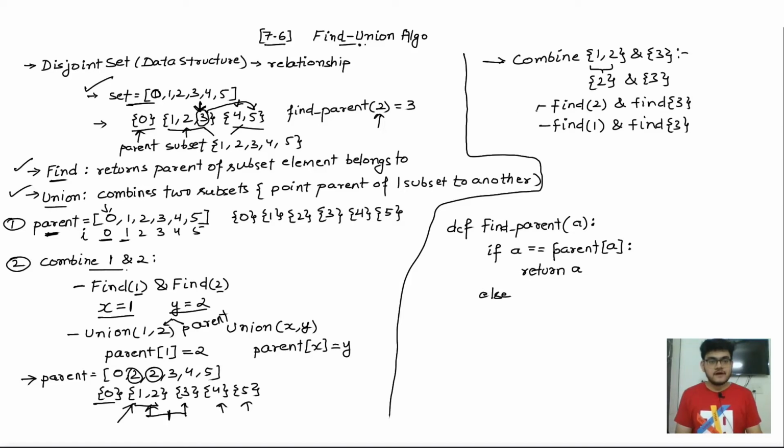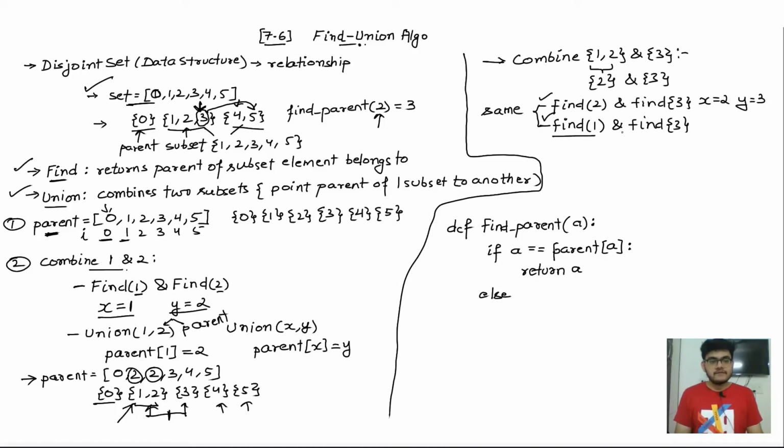So these two are actually the same thing, right? You can do this one or you can do this one. If you do the first step, which is find 2 and find 3, 2 is the parent of itself and 3 is the parent of itself. So the value of x will be 2 and the value of y will be 3, right?